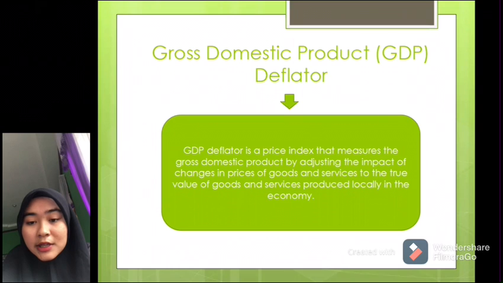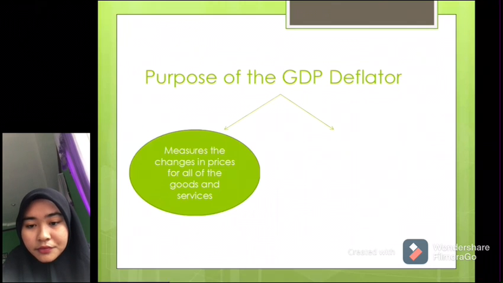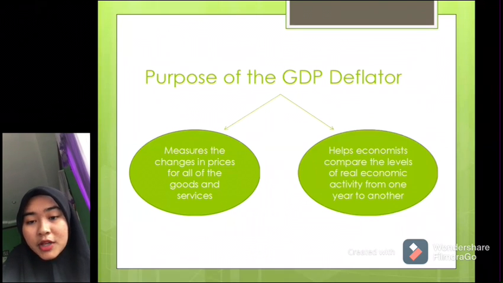The GDP deflator is a price index that measures gross domestic product by adjusting for the impact of changes in the price of goods and services to the true value of goods and services produced locally in the economy. So what is the purpose of the GDP deflator? The GDP price deflator measures the change in price for all of the goods and services produced in the economy.